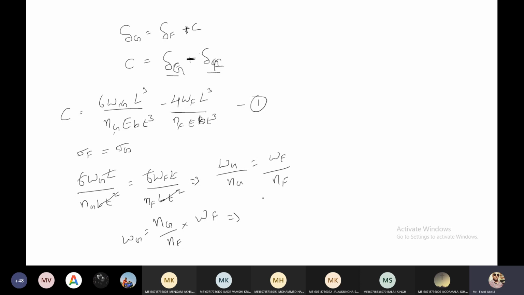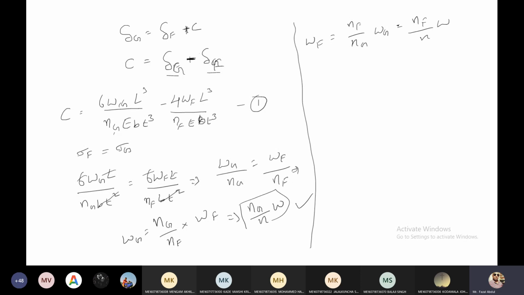So this one is nothing but NG by N into W. So another equation we can write from this equation: WF equal NF by NG into WG. So this one we can write as NF by N into W. So this is the WG and WF, substitute in the first equation.